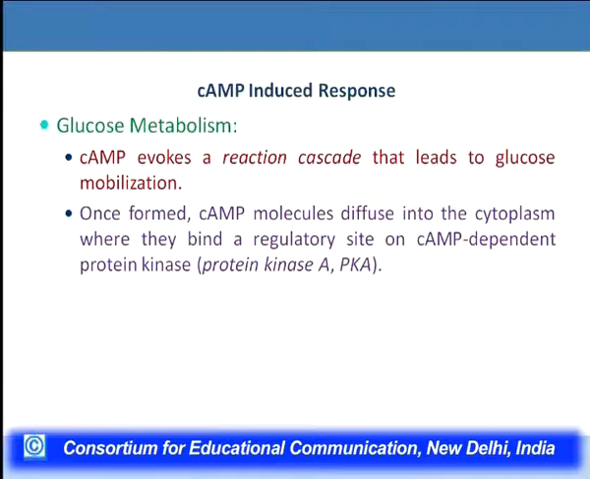So, what exactly happens when cAMP is formed? It evokes a series of reactions, which is termed a cascade, which leads to mobilization of glucose. Basically, once cAMP is formed, it has to diffuse from the site of its formation, which is the enzyme adenylyl cyclase bound to the membrane, into the cytoplasm, and then it binds to a specific regulatory site on a specific enzyme which is known as cAMP-dependent protein kinase. This enzyme is also known as PKA or protein kinase A. This enzyme is very important in the series of reactions which are going to follow later on.